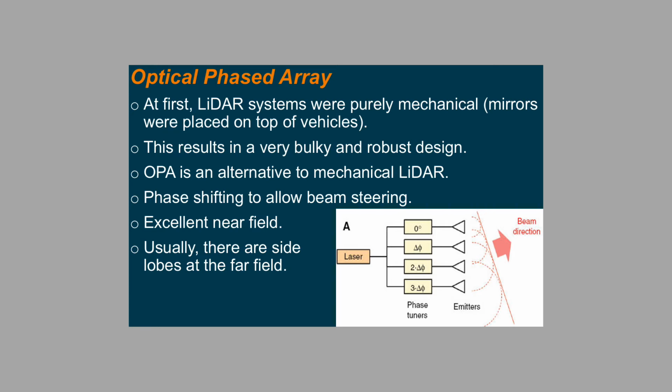Optical phased array LiDARs are excellent in the near field, so at small distances, as practically the whole laser source is utilized and hardly any power is lost. However, in the far field, side lobes do start to appear. These are basically inefficiencies in the signals. So in the far field, many problems appear, which I will talk about later on in the trade-off section of this presentation.